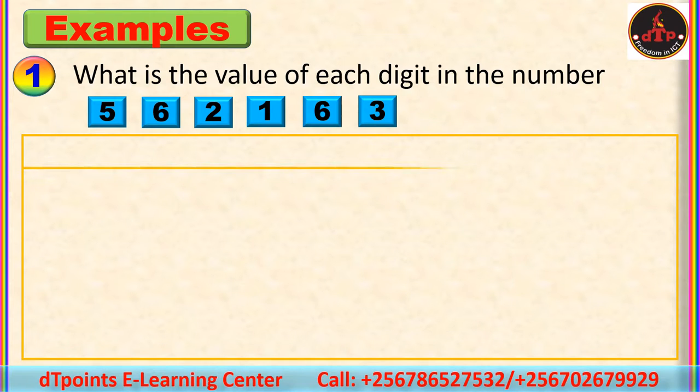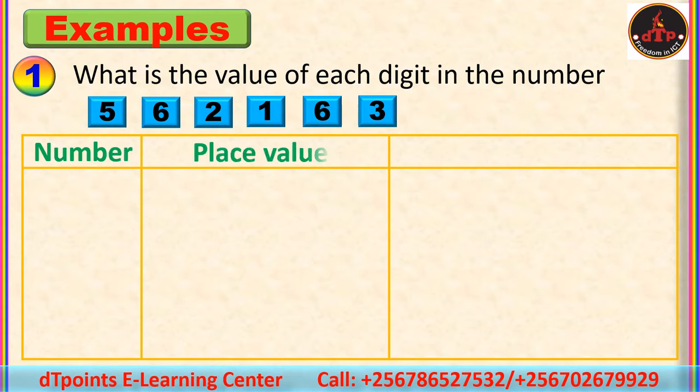Now we shall have a simple table here where we shall have the number, then the place values, and then in this part the values. Meaning that if the number is given here, it is the place values which lead you to finding the values in this case. So let us look at each digit. We are going to have the numbers here.